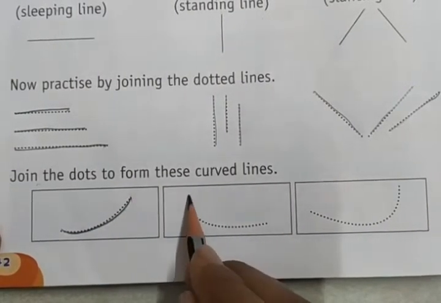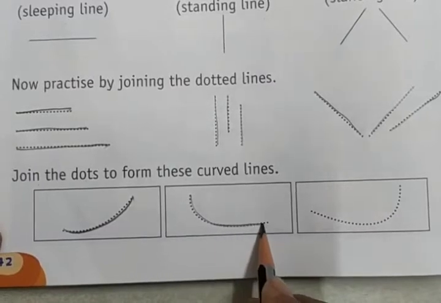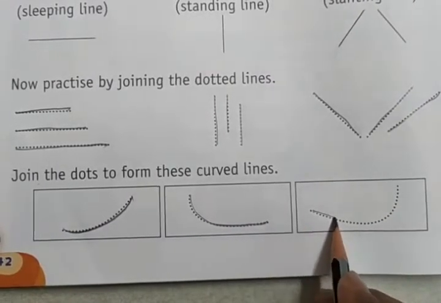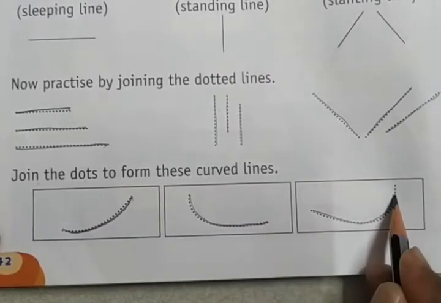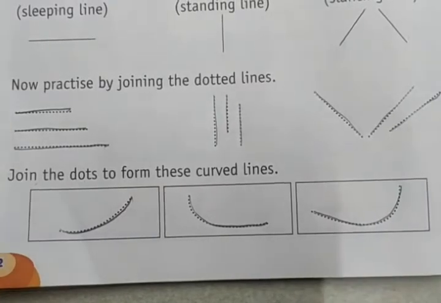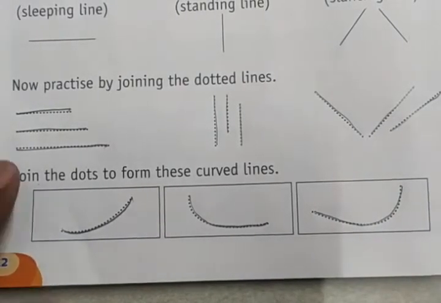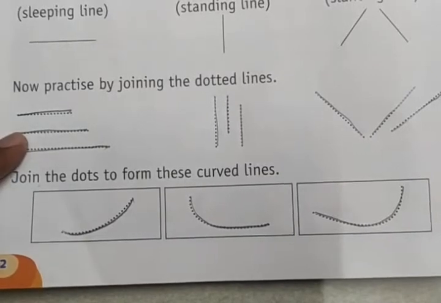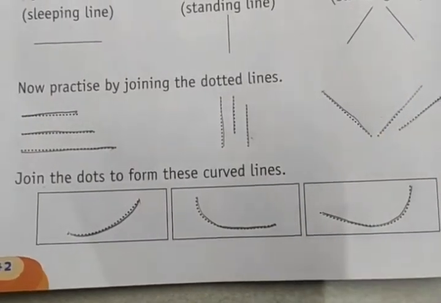These are called curve lines. Just practice on this. This is a curve line, sleeping line, standing line and slant line.